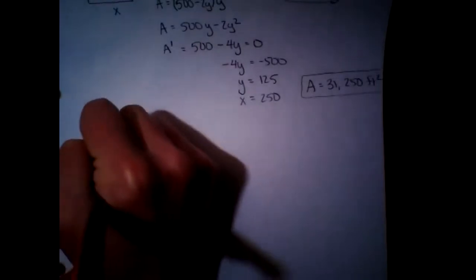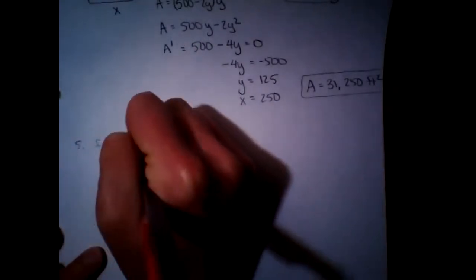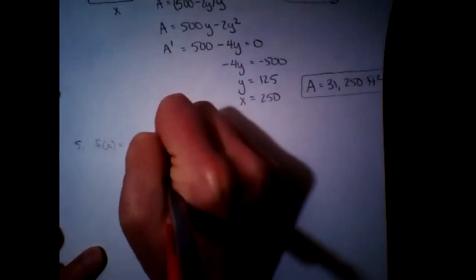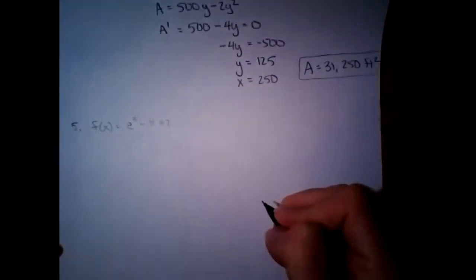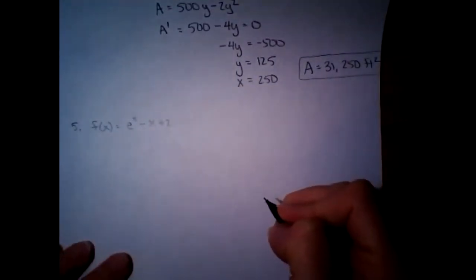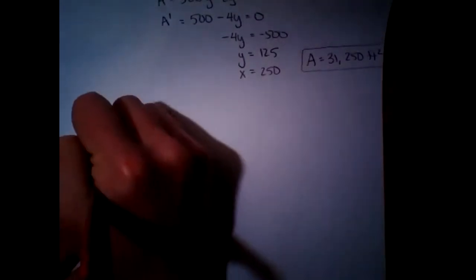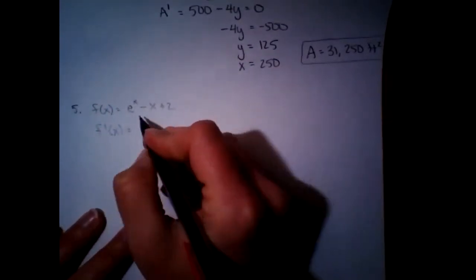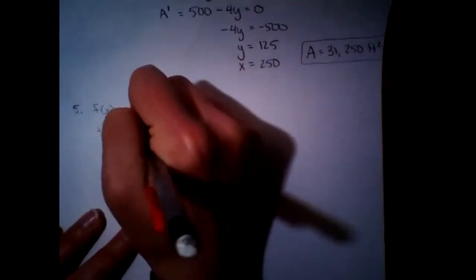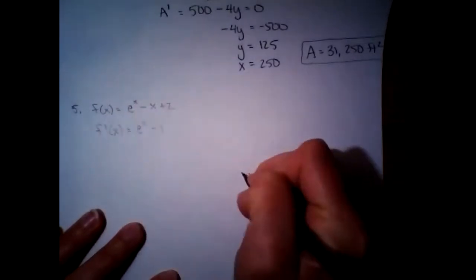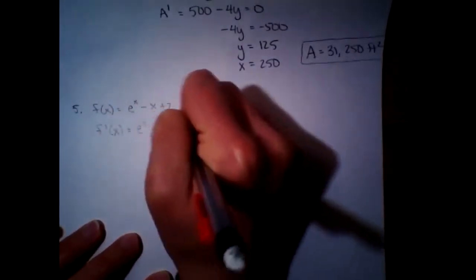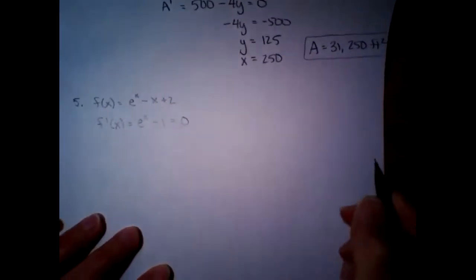So this is the function e to the x minus x plus 2. And we're going to find relative extrema. So whether it's a maximum or minimum is something we're going to have to figure out. So derivative equals 0. That'll give us our critical points. The derivative of the exponential is itself. The derivative of x would be 1. And we're going to set that equal to 0.